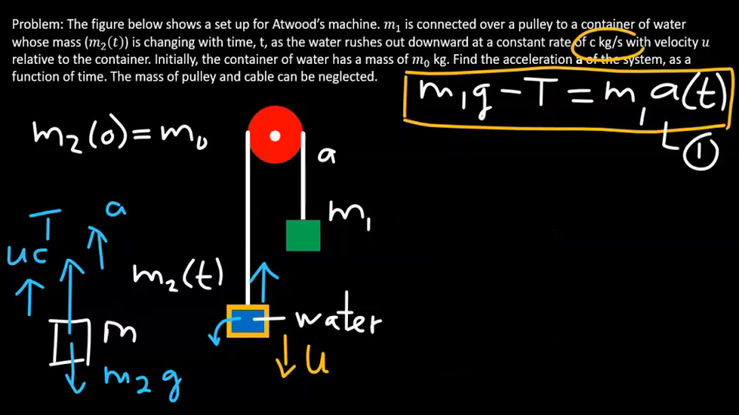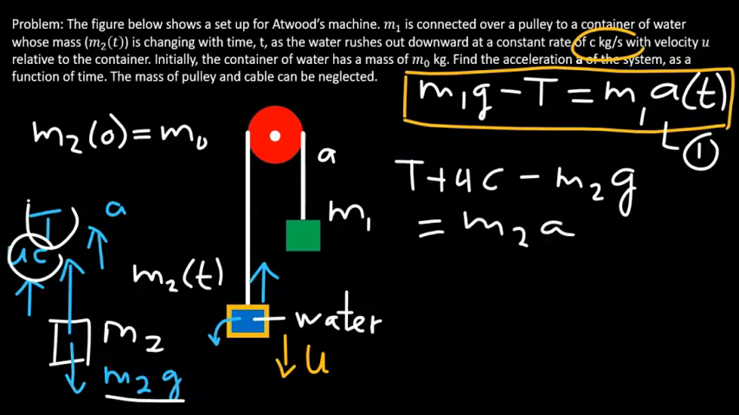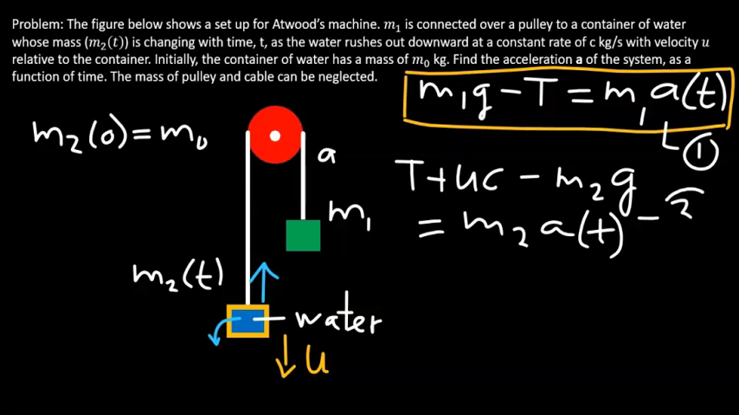Applying Newton's second law to this mass m2, the upward force is T plus u times c. The downward force is its weight m2g, so the net force is T plus uc minus m2g. So the net force is in an upward direction, and that is m2 times a, which is a function of time. So this is equation 2.